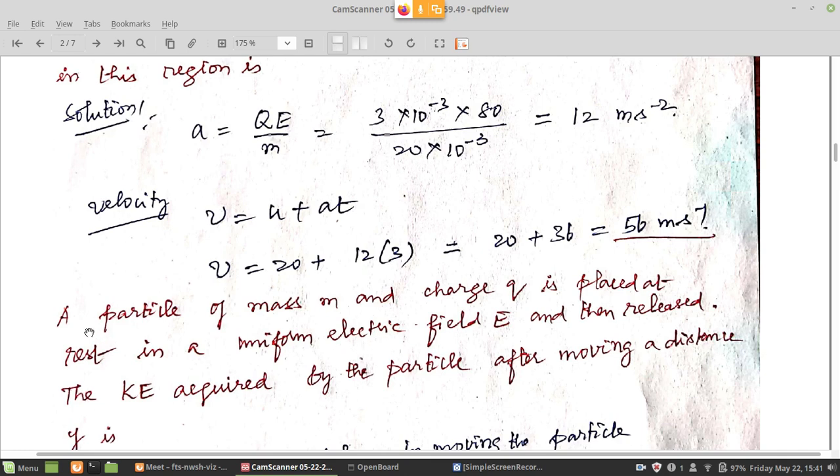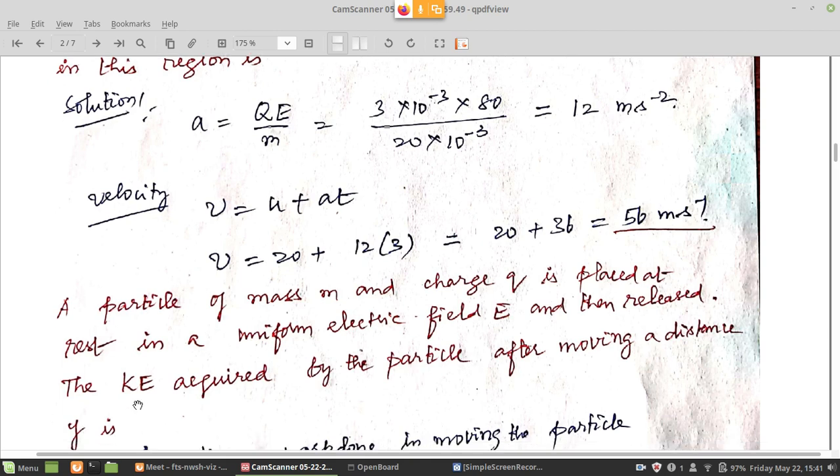Right. Next, a particle of mass m and charge q is placed at rest in a uniform electric field E and then released. The kinetic energy acquired by the particle after moving a distance y is, how much kinetic energy will be there after moving a distance for this particle?